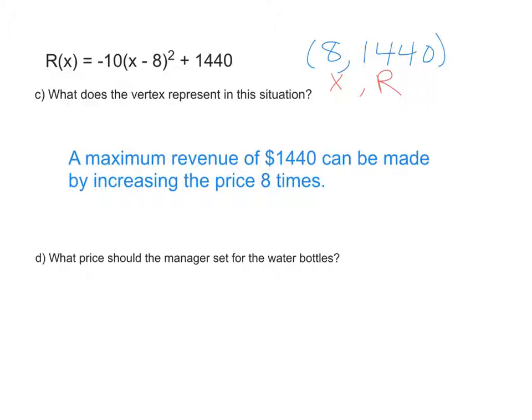And then it asks you the question, what price should the manager set for the water bottles? So instead of selling them for $8, he should sell them for $24. Because it was $8 plus every price increase is $2, and do that 8 times, so 8 plus 16, $24 is what he should sell them for.